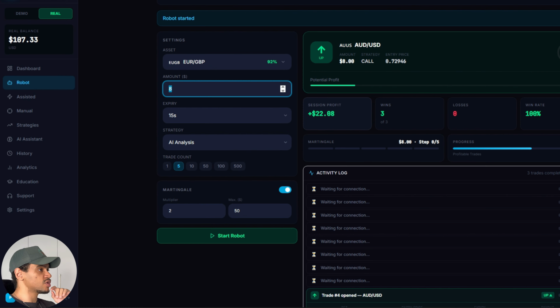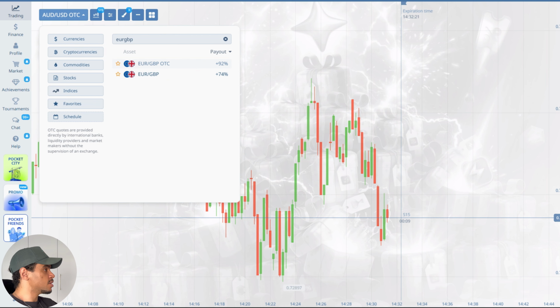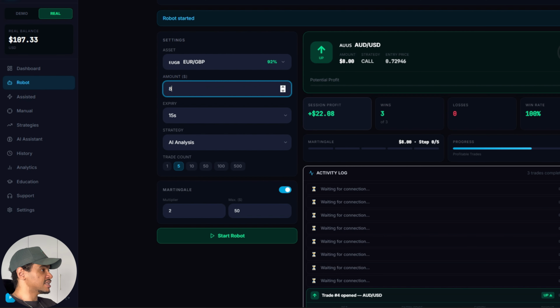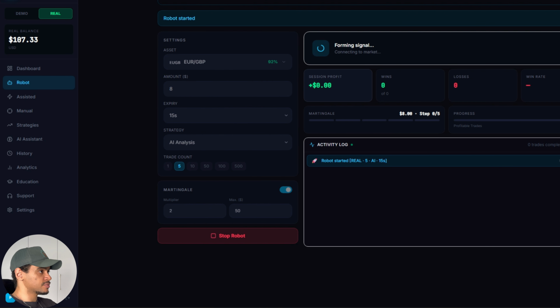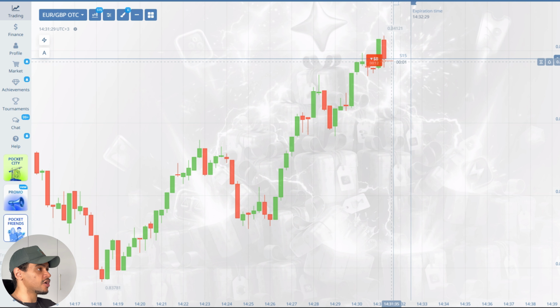Even though it's showing right here a bit of an issue, right? It's showing that we're still continuing executing trades. We are already done, right? The trade is already done. It was just the last one that kind of lagged out. But Euro, Great Britain Pound, OTC, we're going back here and let's run it again. Same thing, boom, and we are going into the market, sell position, and we are in.